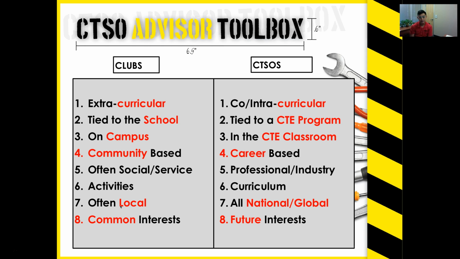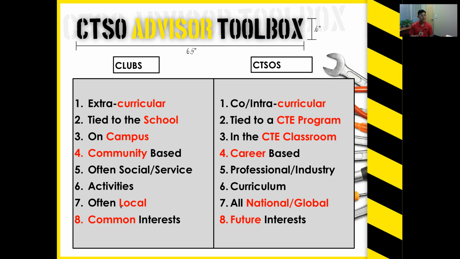Clubs are generally tied to the school, whereas CTSOs are tied to your CTE program. Clubs are usually on campus, but CTSOs take place in the CTE classroom. Clubs are community-based. They're social and service, while CTSOs are career-oriented and career-based. Clubs function based on activities, whereas CTSOs function based on curriculum, meaning that clubs typically host activities, whereas CTSOs host activities that are curriculum-based. Clubs are often local, happening within the school or within your district or community, whereas all CTSOs are national and global.